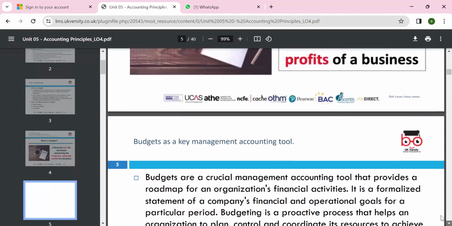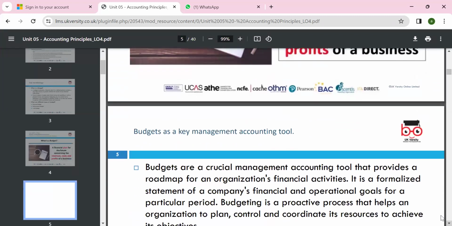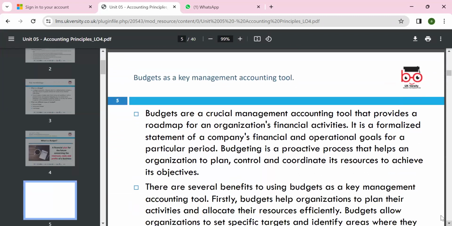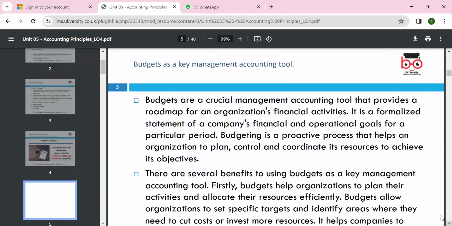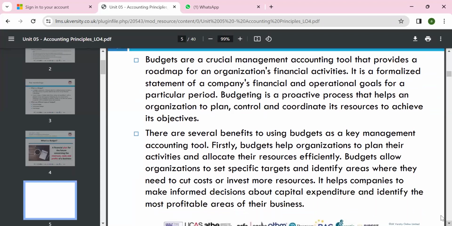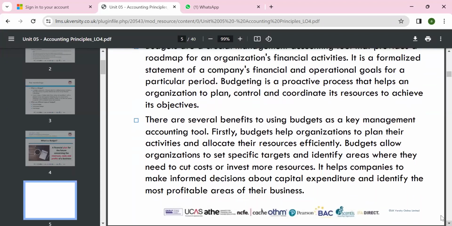Then, budgets are key management tools. Budgets are crucial management accounting tools that provide the roadmap, a set map, formalizing the statement of the budget, financial and operational goals. The budget is a proactive process that helps an organization to plan, control, and coordinate resources. We have limited resources, but we want to make sure we use them effectively to achieve the desired objectives in our organization.